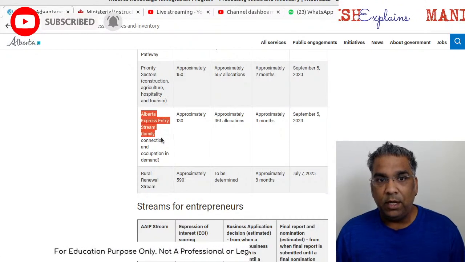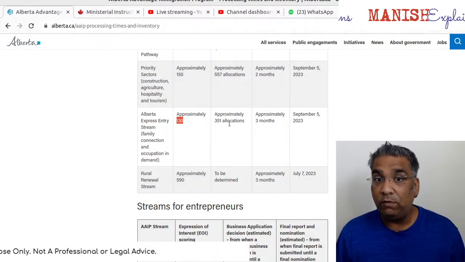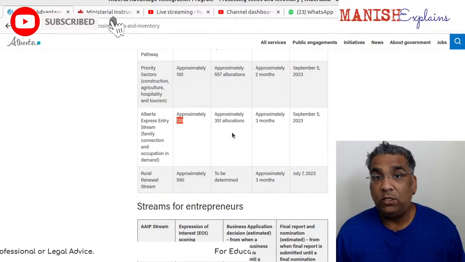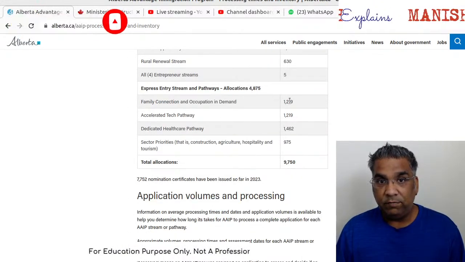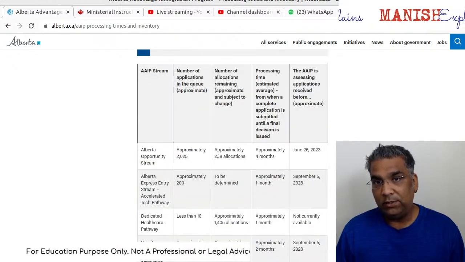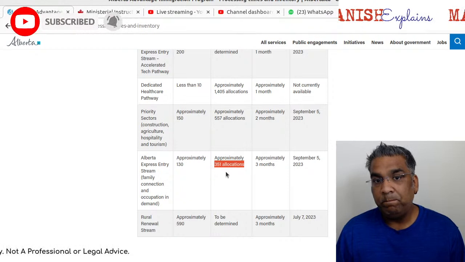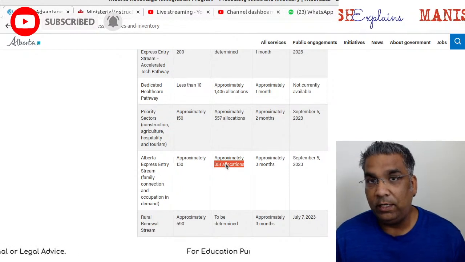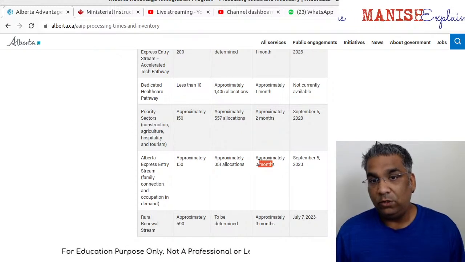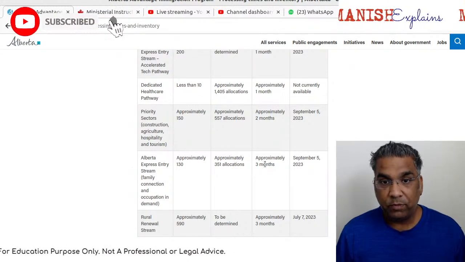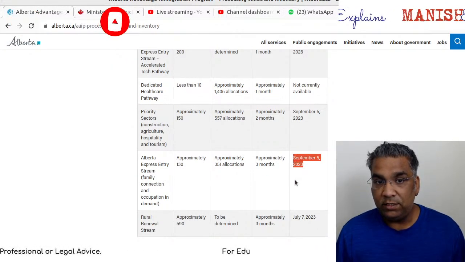Okay, Express Entry Stream, Family Connection. 130 applications are in the queue and 350 slots are remaining. Let's see what the initial guidance was. Family Connection had a guidance of 1200, and they still have almost 40% of it remaining. We are 3.5 months away from the year end, so this can very well change. It has a processing time of 3 months, and they are already in September.